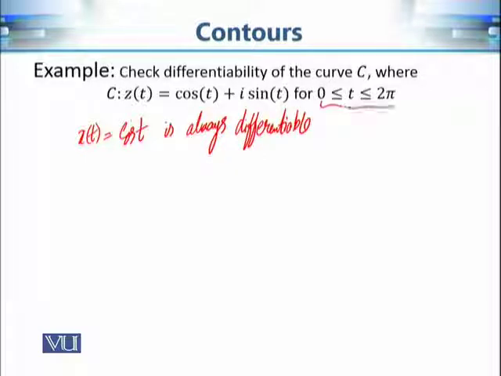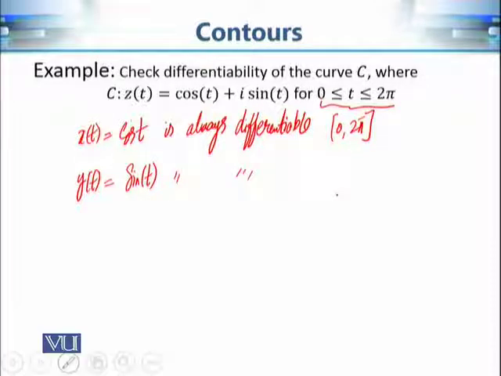Differentiable on this interval 0 to 2 pi. And of course, we can easily check that it is one-sided differentiable at 0 and 2 pi as well. Similarly, we also know that sine of t is always differentiable, and it will be differentiable on the closed interval 0 to 2 pi as well. So both of these functions are differentiable on this interval, and of course one-sided differentiable at the endpoints. So that's why we say that this function z of t is differentiable on the closed interval 0 to 2 pi.